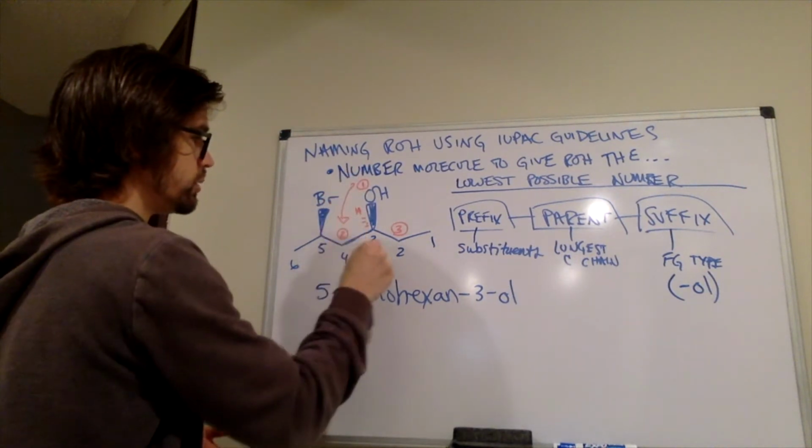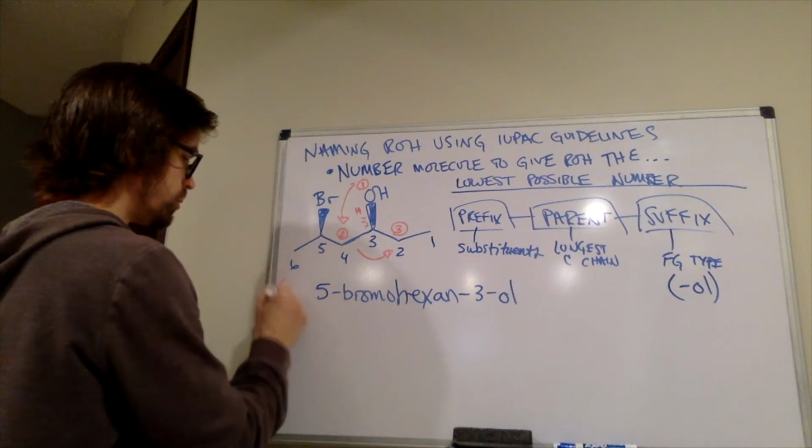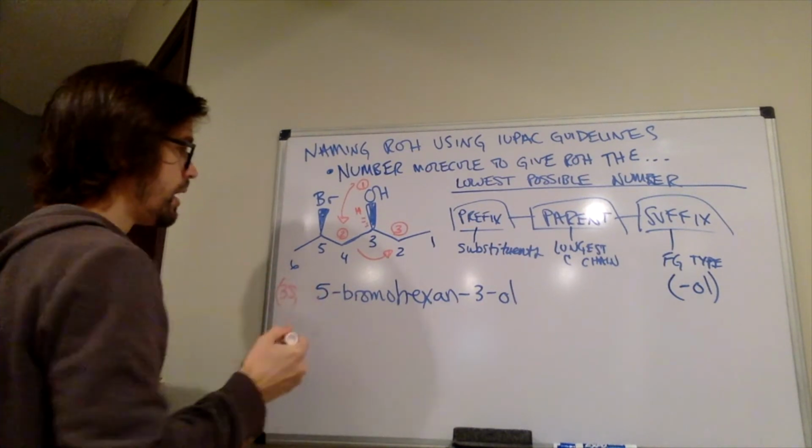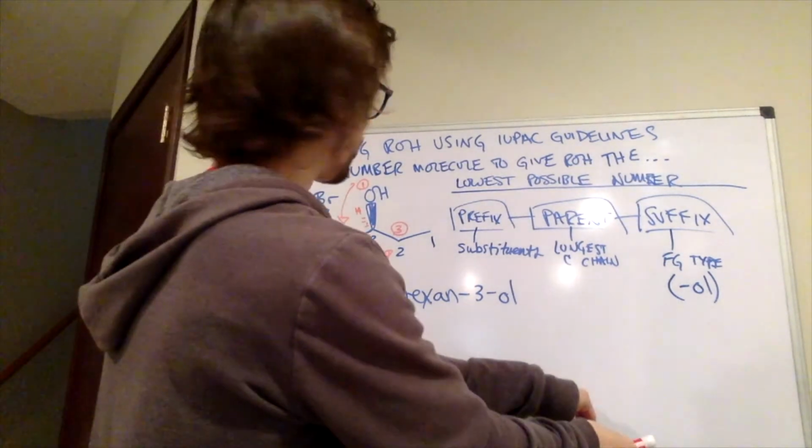1 to 2, 2 to 3. That is counterclockwise, so that's S. So this would be 3S. And then we also have this stereocenter here. I'll do that one in black.